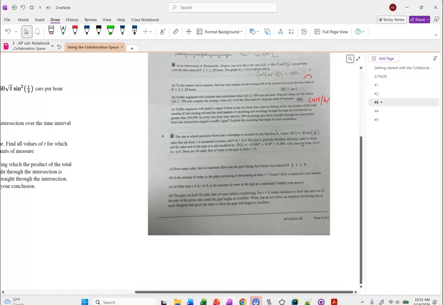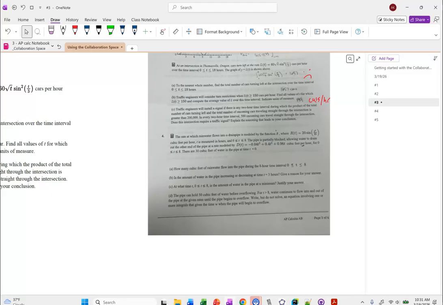Okay. Traffic engineers will install a signal if there is any 2-hour time interval during which the product of the total number of cars turning left and the total number of oncoming cars traveling straight through the intersection is greater than 200,000. In every 2-hour time interval, 500 oncoming cars travel straight through the intersection. Does this intersection require a traffic signal?